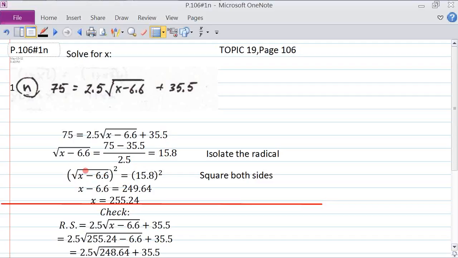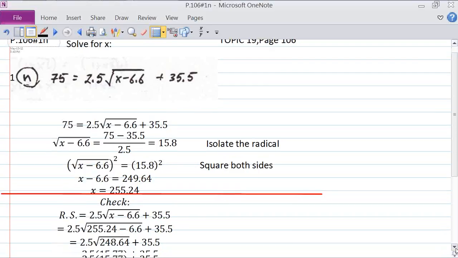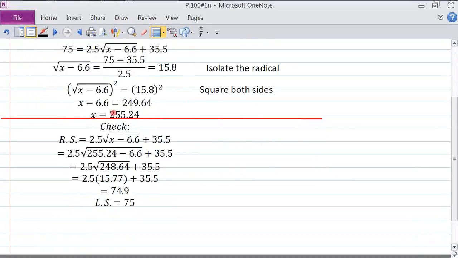Now, once I've isolated the radical, I square this, and I also square that. What I do to one side, I have to do to the other. So this becomes x minus 6.6. 15.8 squared becomes 249.64, and I transpose from the left to the right and add the 6.6 to the 249.64, and I get 255.24.